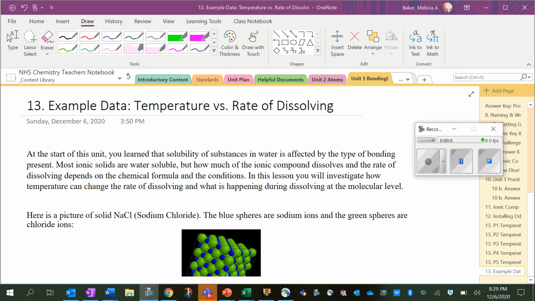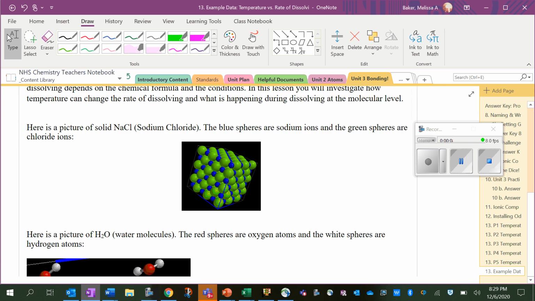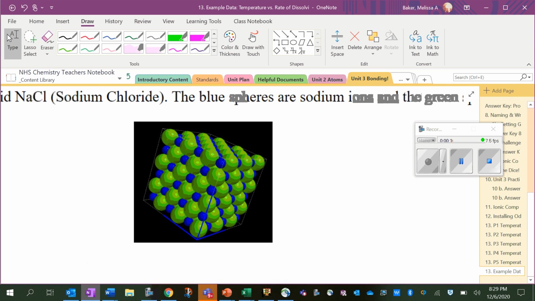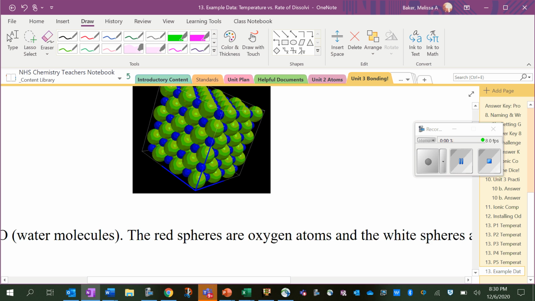All right, let's take a look at the lab. Temperature versus the rate of dissolving. First, it shows a picture of solid NaCl. The blue spheres are the sodium cations, and the green spheres are the chloride anions.